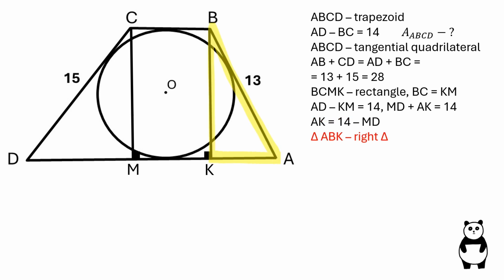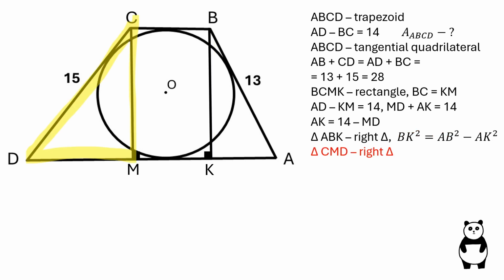Triangle ABK is a right triangle. By the Pythagorean theorem, BK squared is equal to AB squared minus AK squared. Triangle CMD is also a right triangle. By the Pythagorean theorem, CM squared is equal to CD squared minus MD squared.